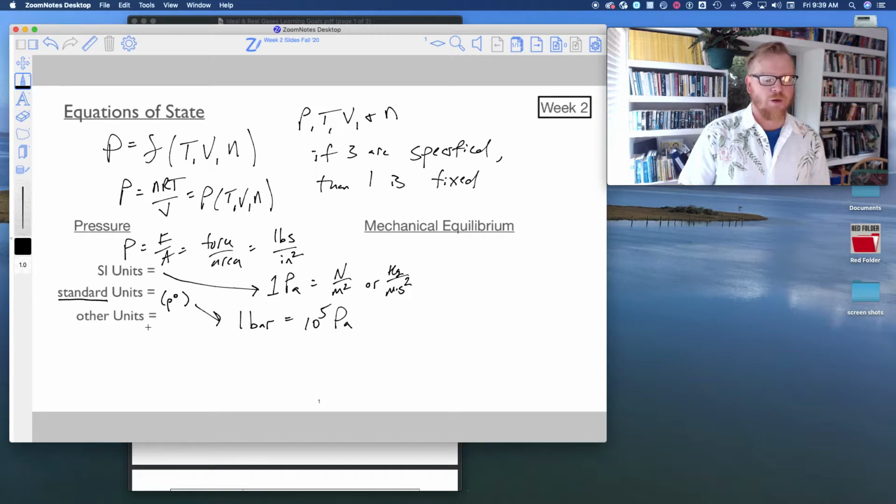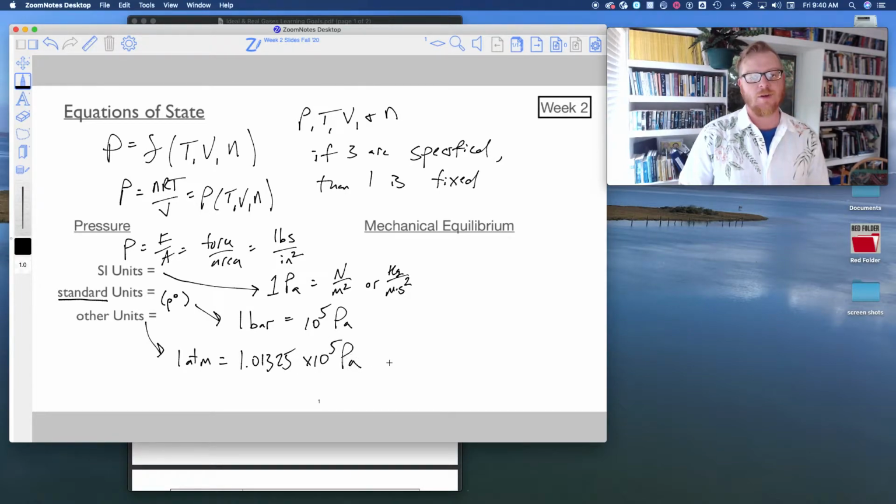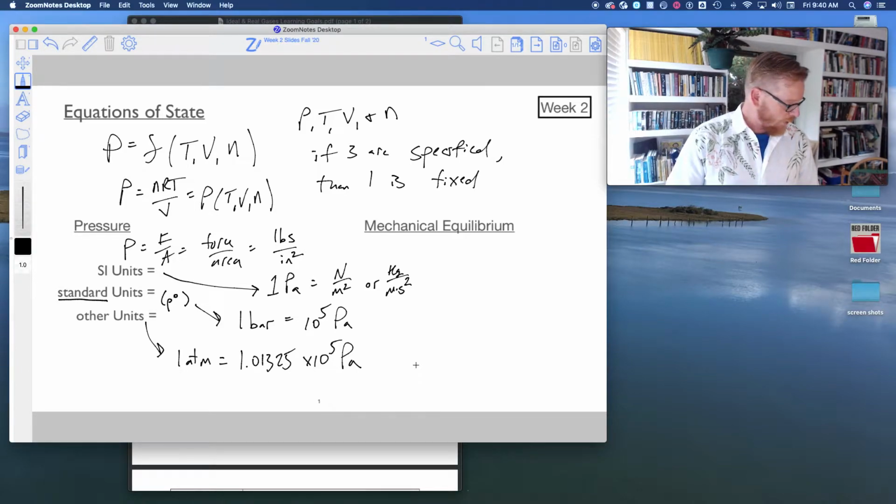And so other units, right, the more common unit we are aware of is the atmosphere, and 1 ATM equals 1.01325 times 10 to the 5th pascals. So you can see an atmosphere and a bar are very closely related. 1 atmosphere equals 1.01325 bar, okay? Other units that we get are also the torr, which we recognize is 760 millimeters of mercury.